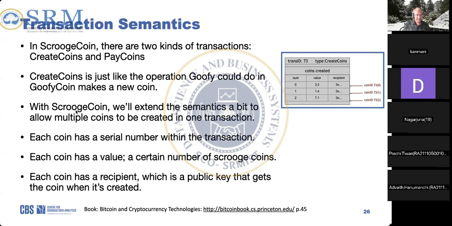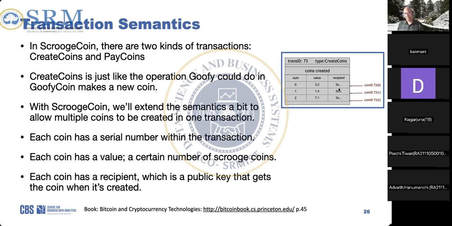We will extend this with Scroogecoin in a bit more detail. So let's look into the create coin transaction. Each transaction has a serial number, and you can have multiple coins created in one create coin transaction. In this case, we are creating 3 new coins and they can have different values. The first one is 3.2 and the last one is 7.1 coins.